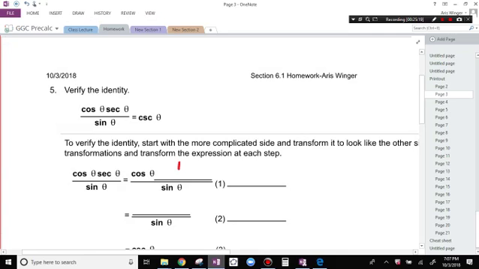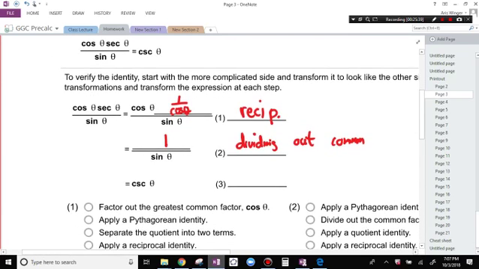Secant's 1 over cosine. That's a reciprocal identity. That becomes 1. I think that's going to be like dividing out the common factor. And then 1 over sine is cosecant, and that's reciprocal again.